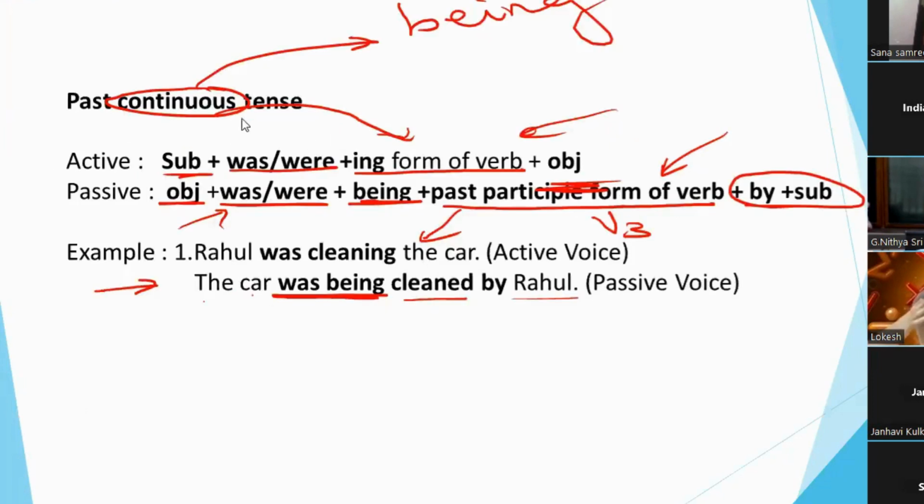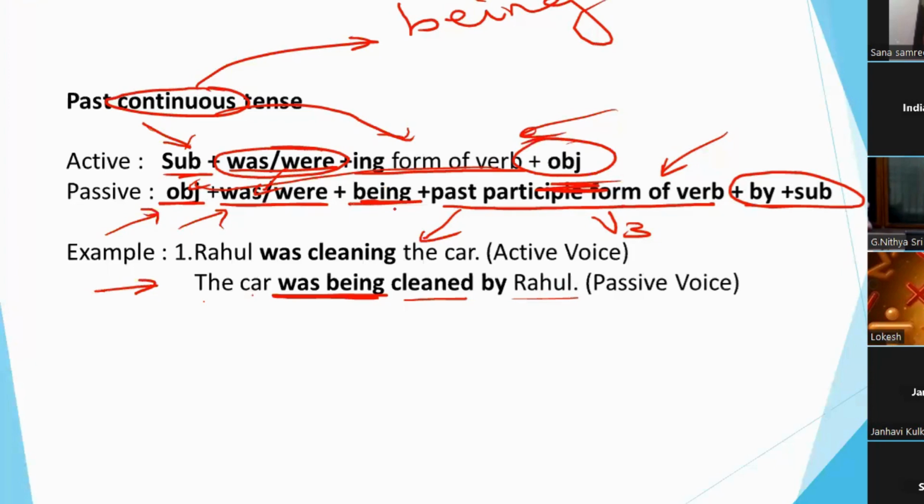So this is your past continuous tense. When you have past continuous tense in your active voice and you have to change that into the passive voice, the first thing is to place the object in the subject's place. Now we have to retain the same auxiliary verb that is there in your active voice. Depending on your object, if it is singular, use was. If it is plural, then use were.